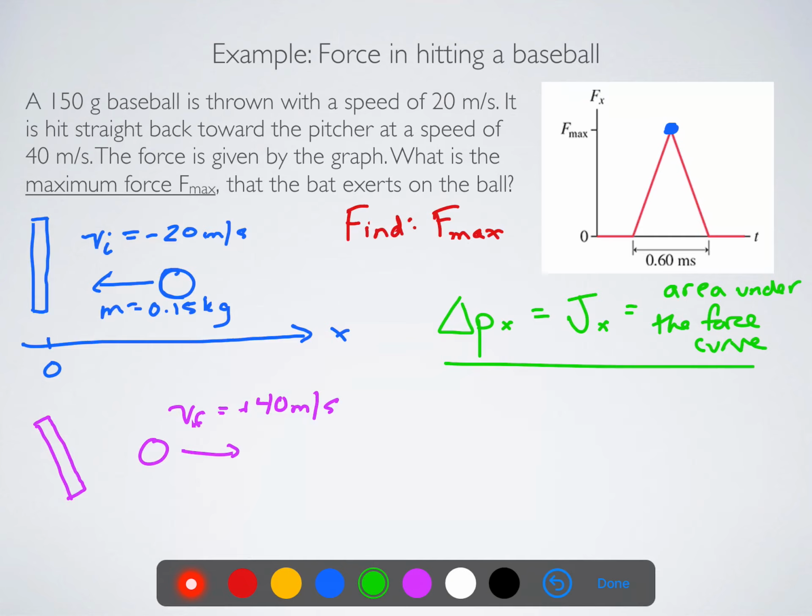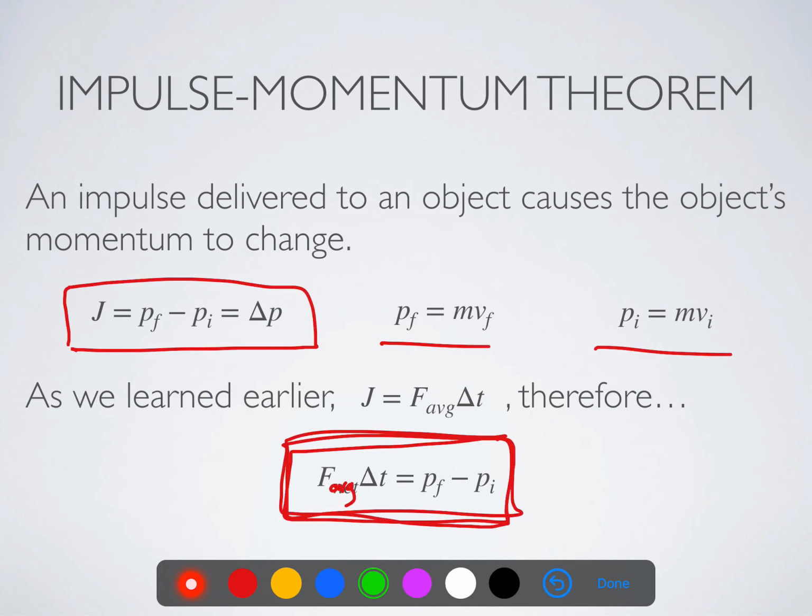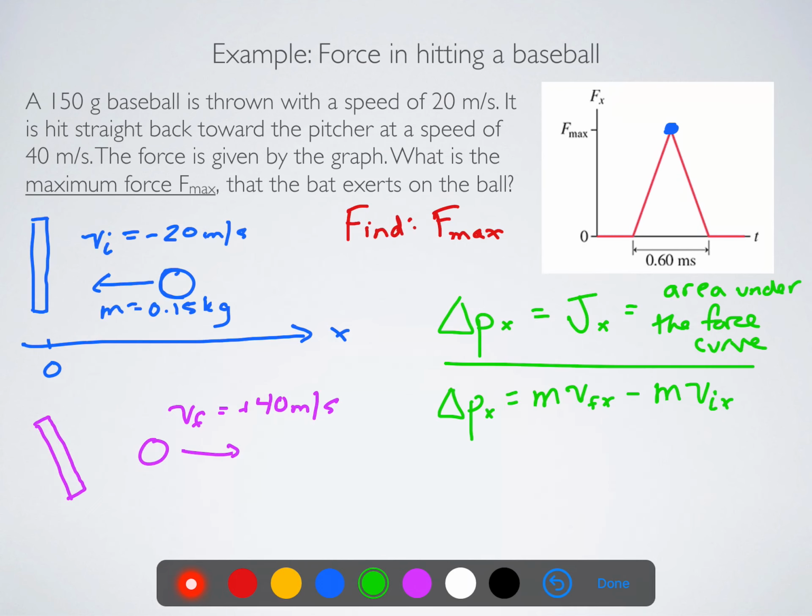My change in momentum in the X world is equal to mass times the final velocity in the X minus mass times the initial velocity in the X. That was this whole situation over here, right? P final minus P initial. We know what the mass is, the initial velocity, and the final velocity, so we can calculate what that change in momentum is going to be.